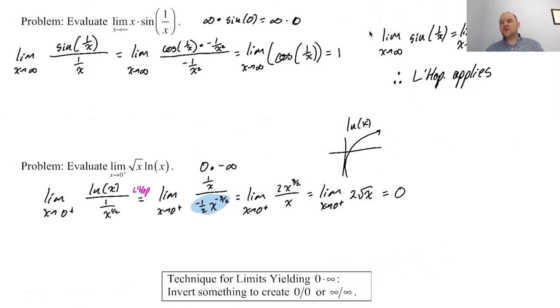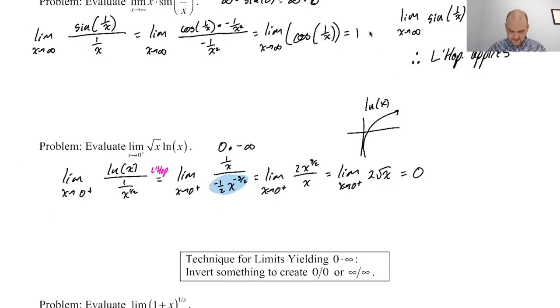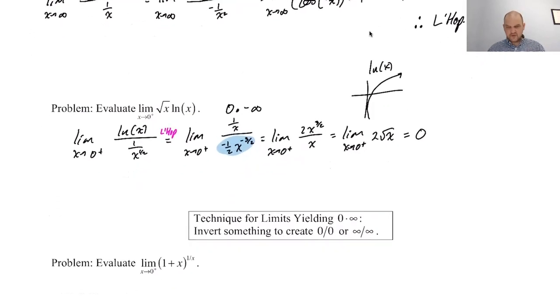All right, so what are we doing here? We're getting 0 times infinity or 0 times negative infinity, whatever. You want to invert one of them. When you get 0 times infinity or 0 times negative infinity, invert one of the two factors, and then it will become something you can definitely use L'Hopital's on. So that's what we want to do there.